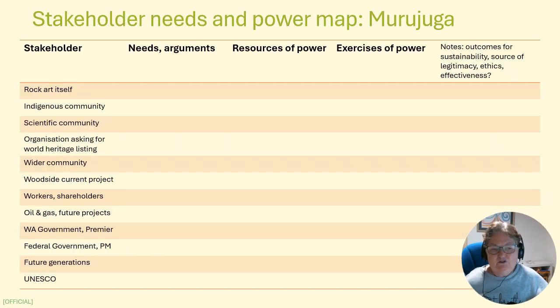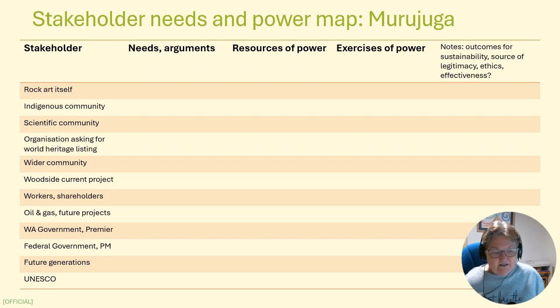And you could use a kind of a map like this. What are their needs? What are their arguments? What are their resources of power? How have they exercised power, or how could they exercise power? Was that considered legitimate or illegitimate? And what were the outcomes? So there's way too many stakeholders there, but just examples. So you can do it by stakeholder.